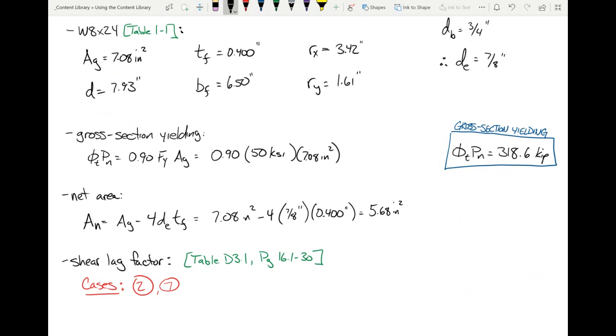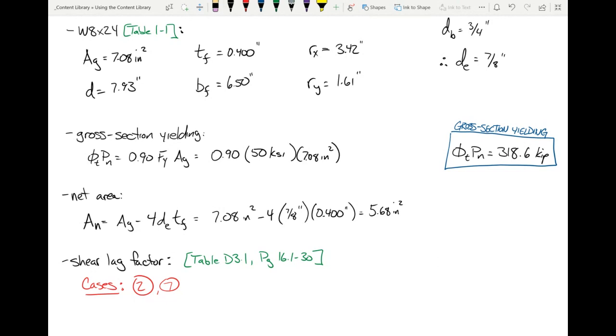What about case 4? Because even though it's a W shape, it's with connected elements. Well, case 4 involves welding. Okay. And as Mr. Riggs said, case 8 would be if we were dealing with an angle. So case 8 would be like an L shape. And since we're dealing with an I shape, like a W section, it wouldn't really apply.